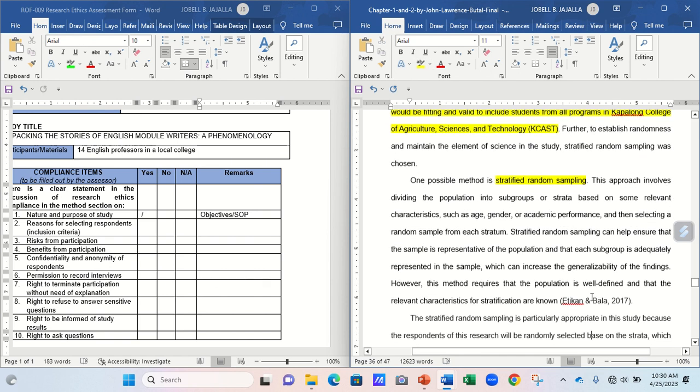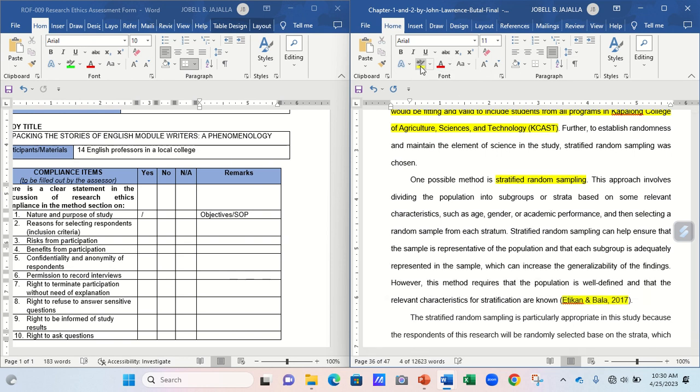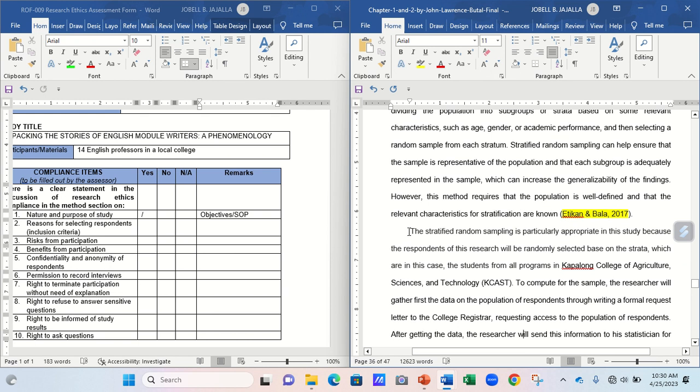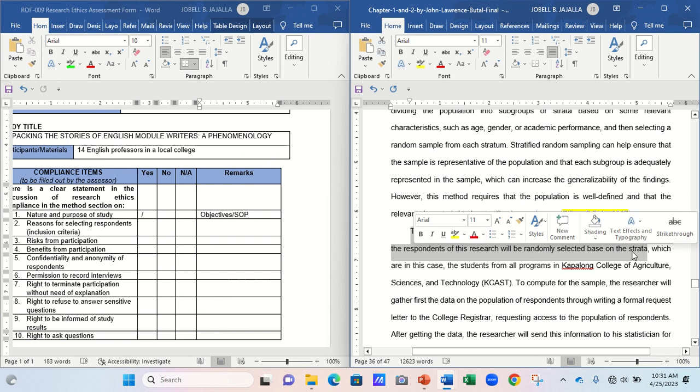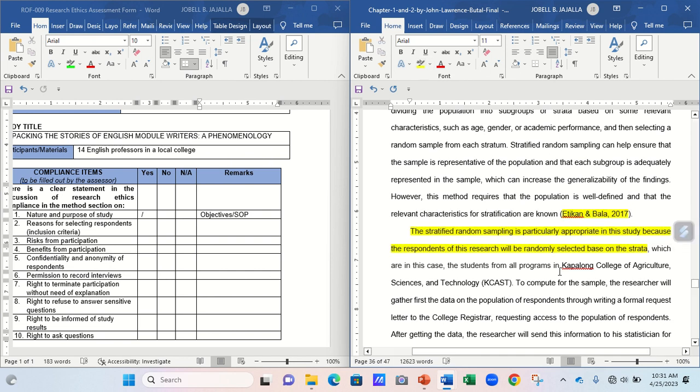So, na siya authored na discussion from Etikan and Bala. So, aside from mentioning the sampling method, you also have to justify why the sampling method is appropriate. So, the stratified random sampling is particularly appropriate. So selected man good sila based on a strata. And another argument here is that all of the respondents in the population have equal chances of being selected. That is why stratified random sampling siya.